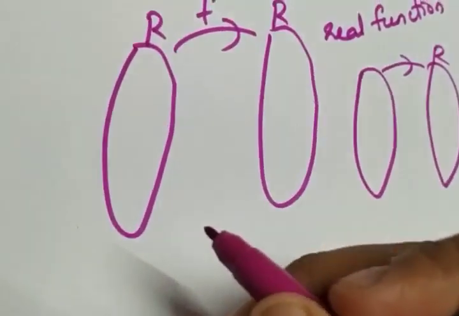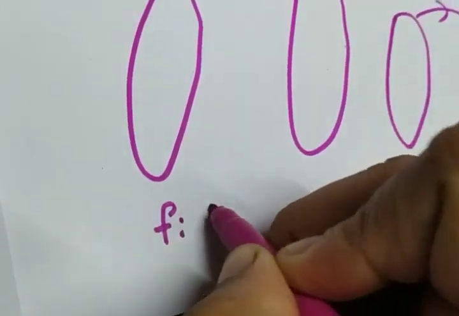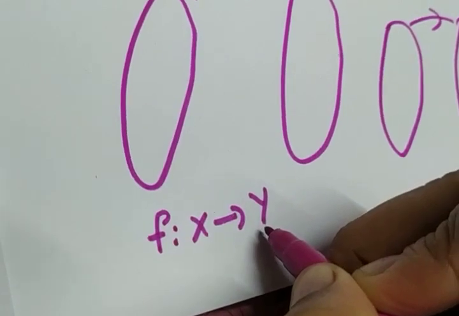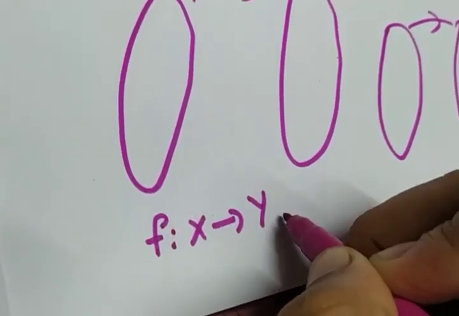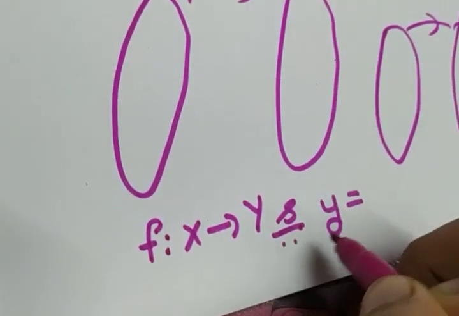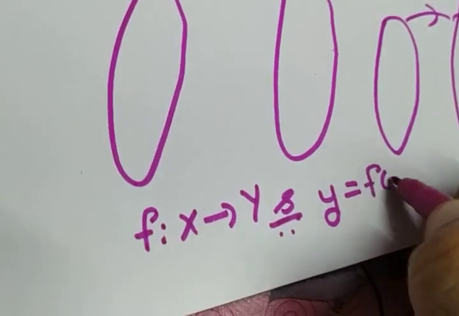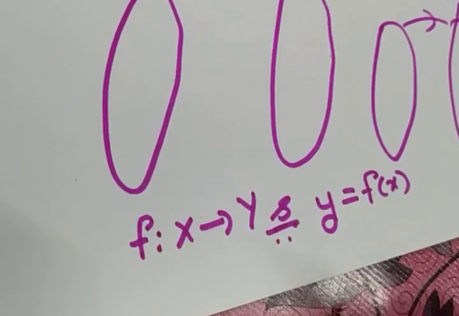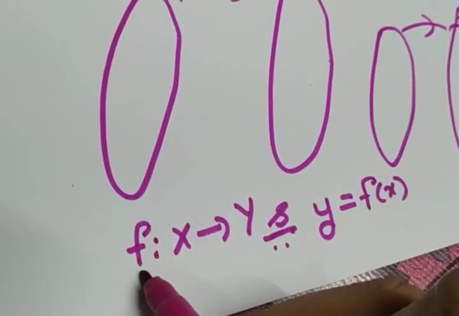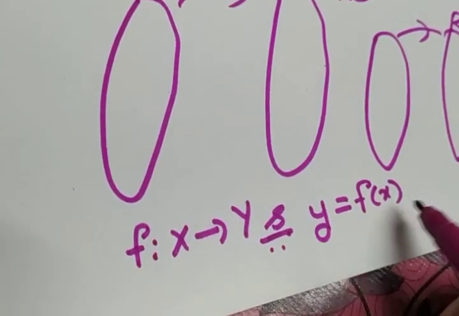Again, how will we define the function? F is a function from X to Y. X is the first set, a non-empty set. Y is the second set, and that is also a non-empty set, such that this y is an element of the second set, capital Y. Y is equal to F of X. This is how we will define a function. F from X to Y, where X and Y are two non-empty sets. A function F from X to Y is defined as Y is equal to F of X.